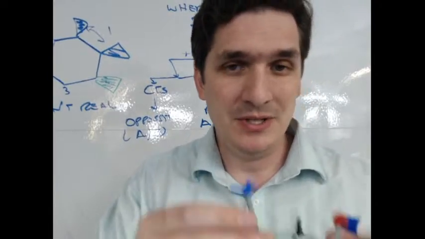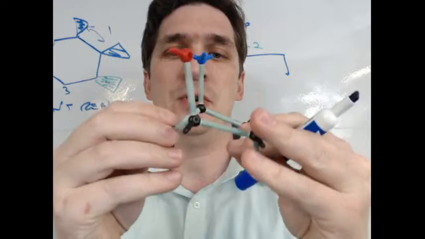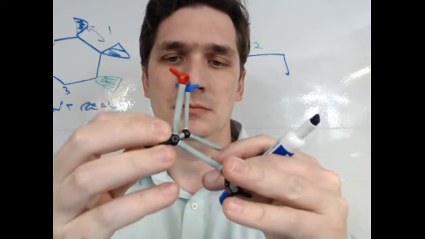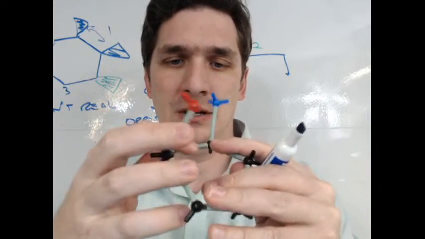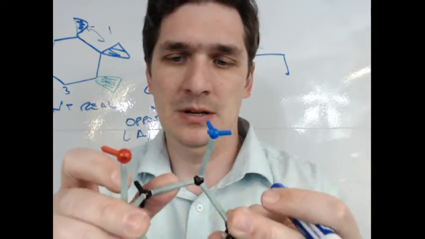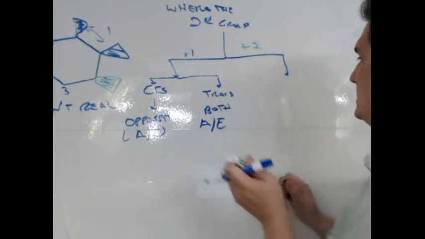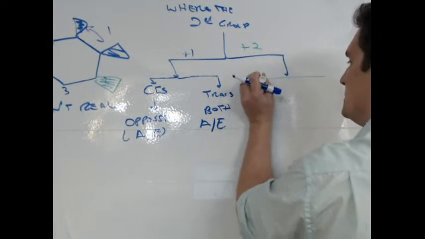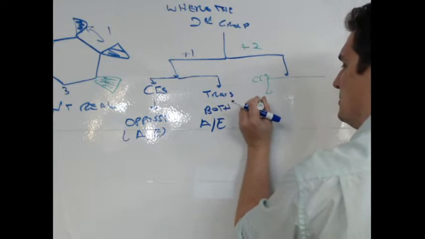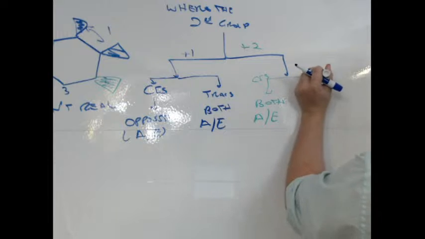So now if I make them both cis and I pop one up into the boat conformation, they end up both being axial. So in this case, if they're cis, they're both axial or both equatorial. And if it's trans, it's the opposite.